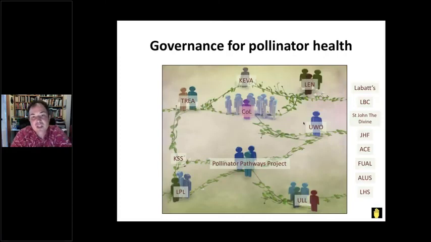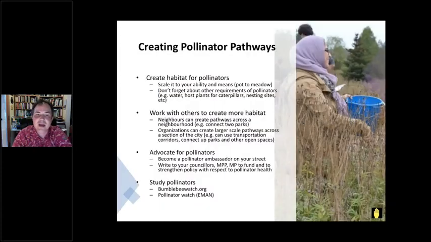So yeah, governing together, as part of this network approach, I think that's the next step. And here are some organizations that I listed that we've already talked to, and I think the next step is to sit down and start creating these pollinator pathways.